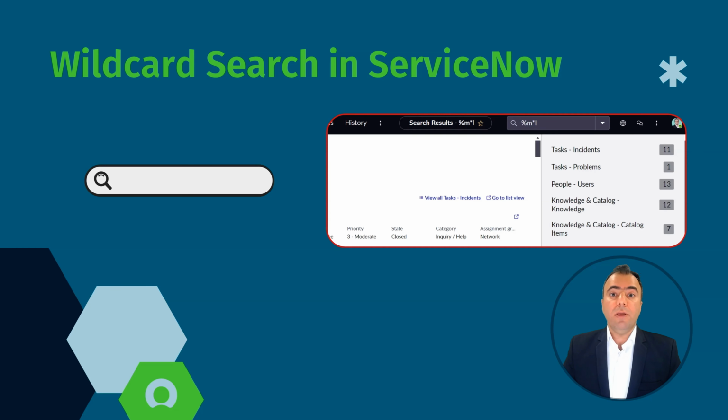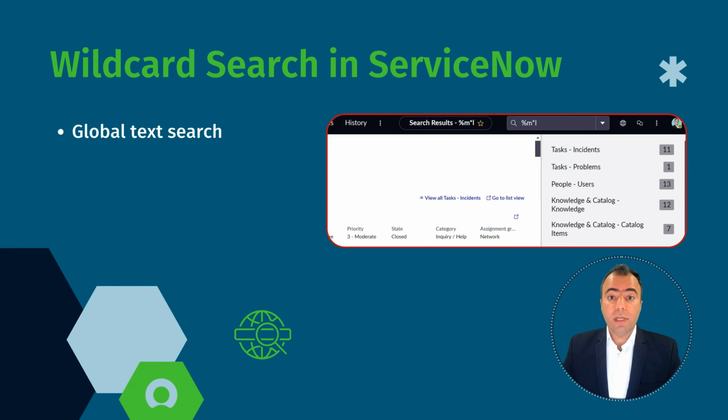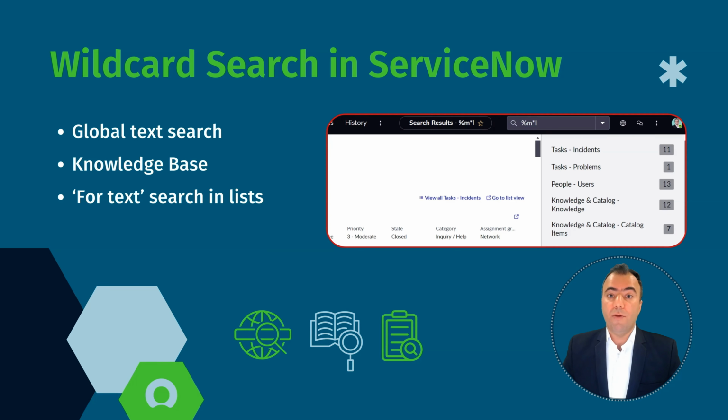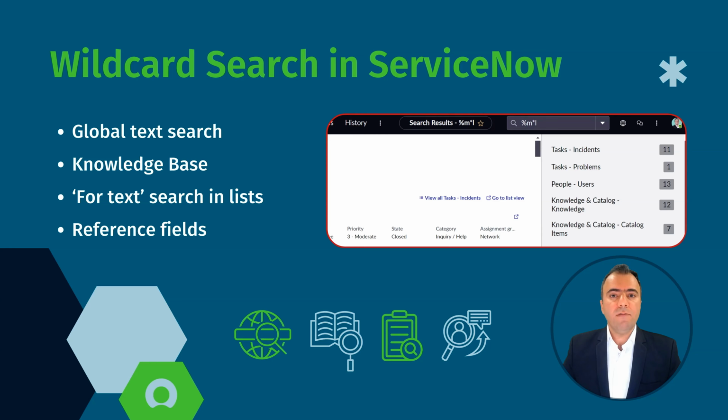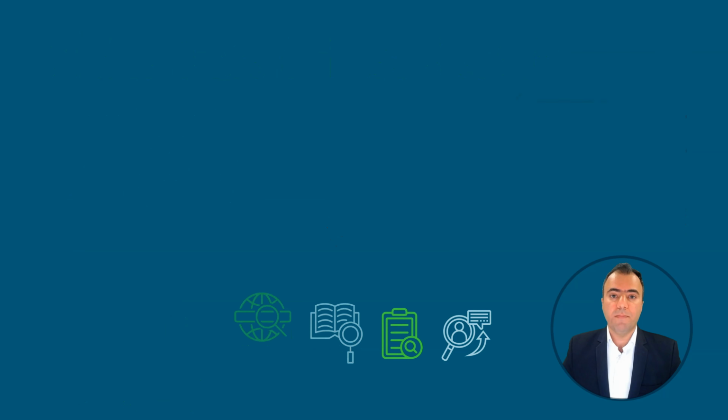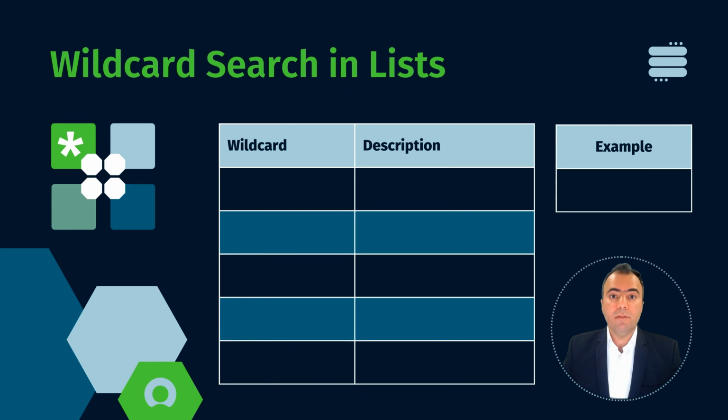They're particularly useful when you're unsure about the exact spelling or have only a portion of the information you're looking for. You can use wildcard characters in your global text search, knowledge bases, searchable lists, and reference fields. ServiceNow supports several wildcard characters to expand and refine your search results. Here are the available list search wildcards.